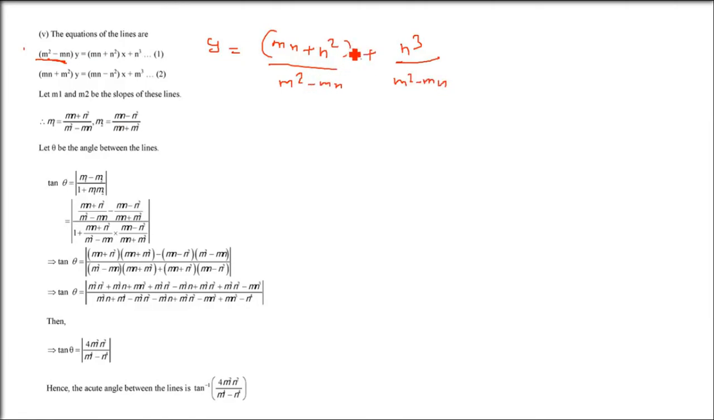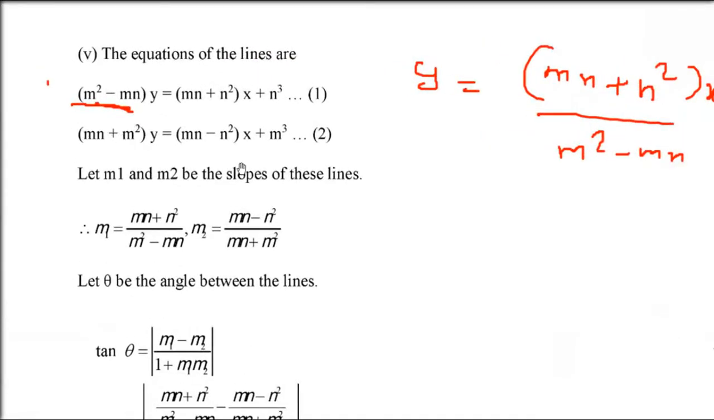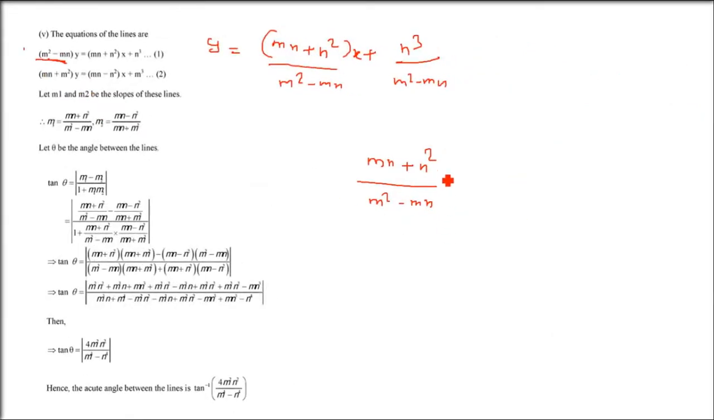Now here this x, this is the m, this is the slope, this is the tan theta of this line. So I am writing m1 as mn plus n square by m square minus mn. Now similarly here also, this one is m2. So we need to divide this. So this is mn minus n square by mn plus m square. Directly I am writing, so m2 is mn minus n square by mn plus m square.